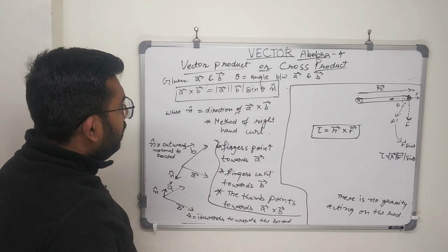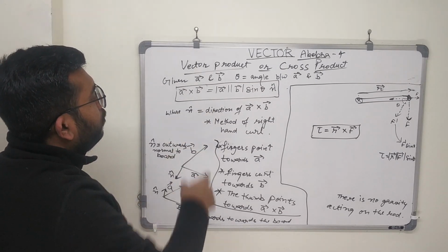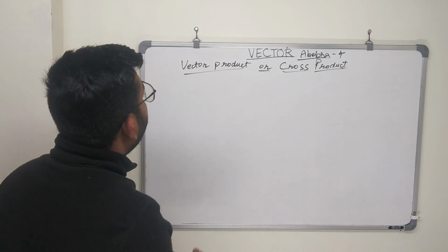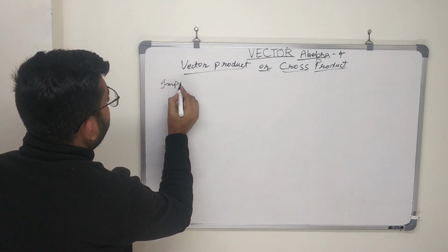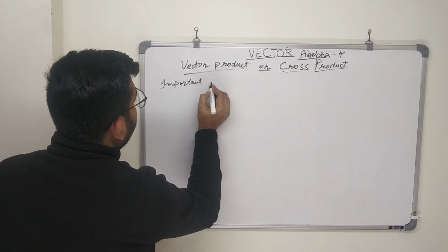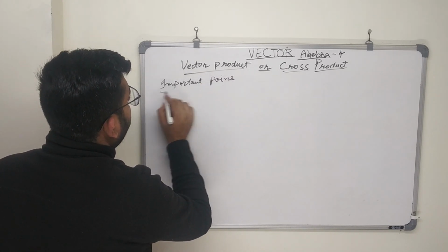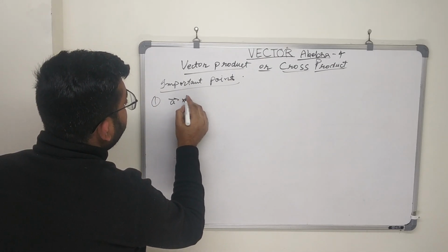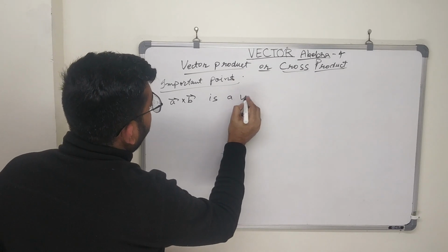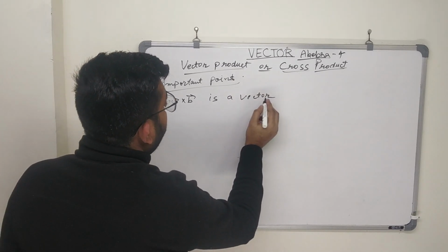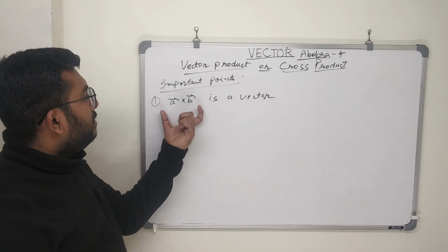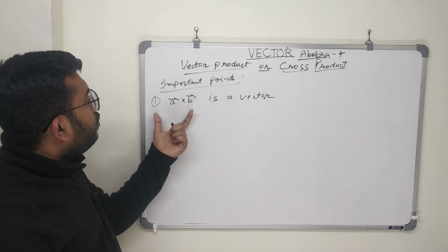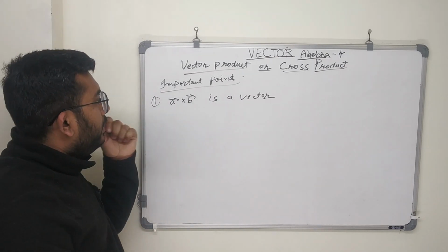Now we will be understanding some points regarding the vector product, so please note it down. Now some important points regarding the vector product. The first point is a vector cross b vector is a vector. तो अभी थोड़ी देर पहले हमने देखा that a vector cross b vector is having magnitude as well as direction. So a vector cross b vector is a vector quantity.